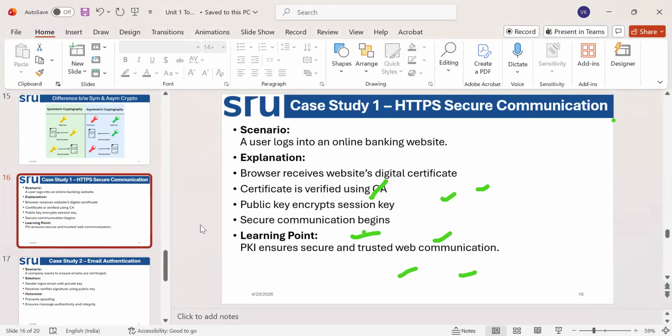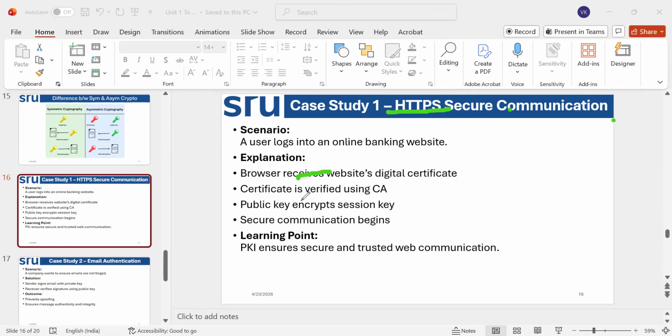First case, hypertext transfer protocol secure communication. These are a few case studies related to the real world or real problems. A user logs into an online banking website, the browser receives the site's digital certificate, which will be verified using the CA public key. Then the public key encrypts the session key, and secure communication begins.